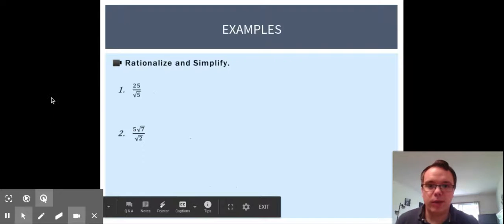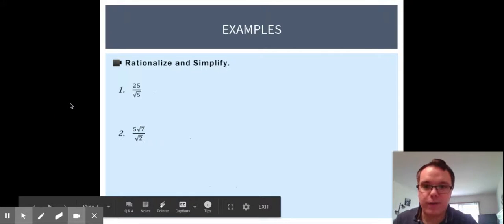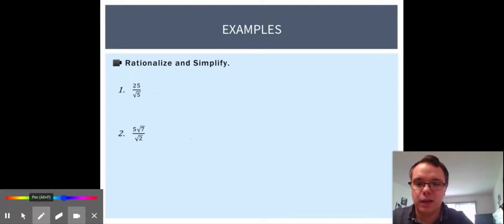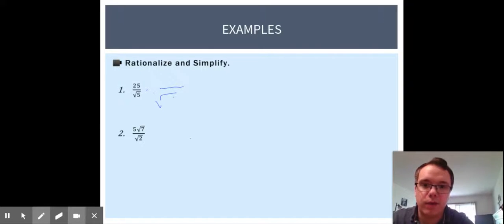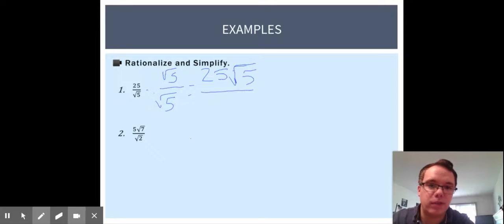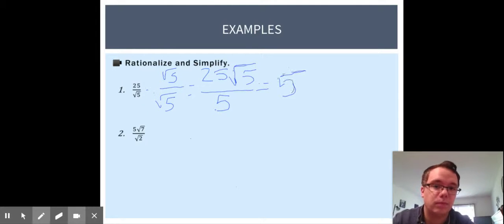All right, a couple more examples that have radicals on the bottom. So if I have 25 over the square root of 5, again, I don't want that square root of 5 on the bottom, so I'm going to multiply by the square root of 5 on the bottom and the square root of 5 on top. And if I do that, my numerator will be 25 square roots of 5. And on bottom, the square root of 5 times the square root of 5 will get me 5. Now I can simplify 25 over 5, and 25 over 5 simplifies to 5. And I still have square roots of 5.